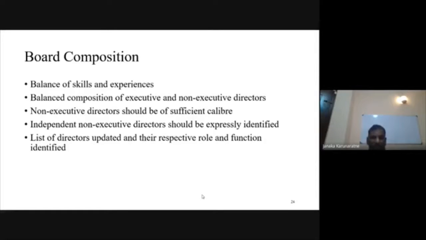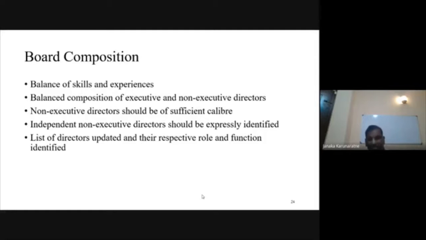Now, because you are non-executive, you may not be independent. So it is vital to have independent directors also. Non-executive does not mean you are independent. So it's very important to have independent directors among the non-executive directors. The non-executive director should be of sufficient caliber. While you have different skills and experience, you must also have sufficient knowledge in the area of banking as well.